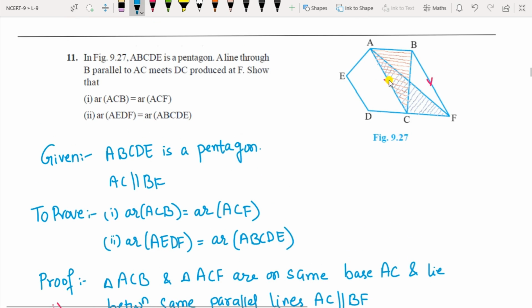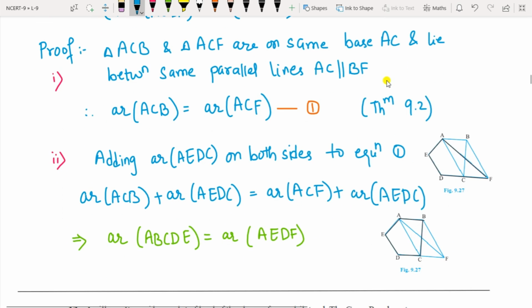Now add the quadrilateral AEDC to triangle ABC, so you get the pentagon ABCDE. And if you add AEDC to triangle ACF, you get the quadrilateral AEDF. So in place of these two you write pentagon ABCDE, and in place of ACF plus AEDC you write AEDF. So that was the required result.